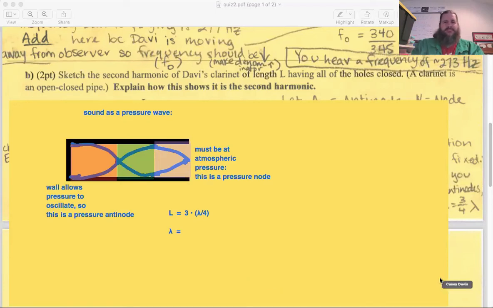You have 4L over 3. Yeah, so this would be the wavelength. If we knew the length of the pipe, we could multiply by 4, divide by 3. That would tell us the wavelength of the second harmonic. Or alternatively, if we knew the wavelength, we could then solve for L, figure out how long the clarinet has to be to make this happen. Also, if you wanted to convert this to frequency to find what pitch you actually hear, what else would you have to do?